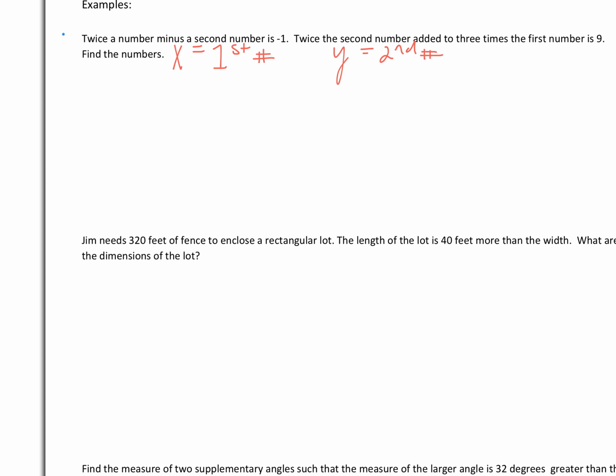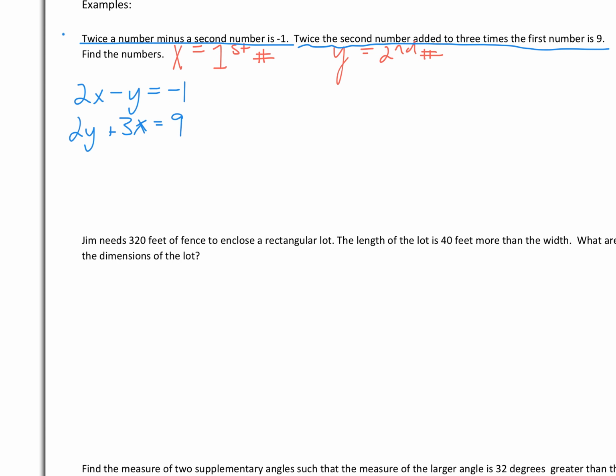Let's create equations. So equation 1 is going to come from sentence 1, right here. Twice a number, I could say that's 2 times that first value, minus the second number, we said was y, equals -1. Our second equation is going to come from the second sentence here. Twice the second number, 2 times y, added to 3 times the first number, 3 times x, is 9.